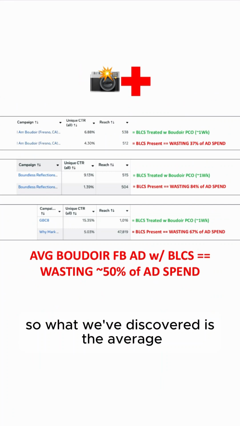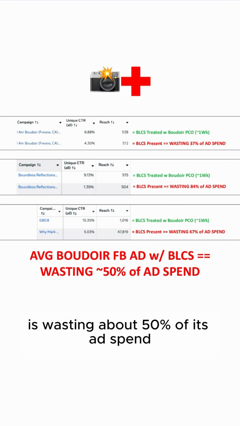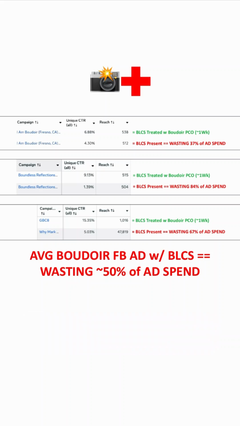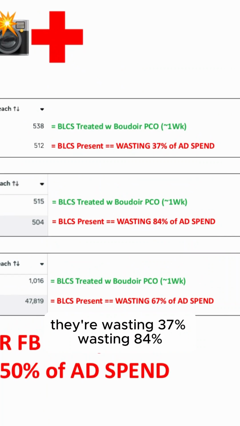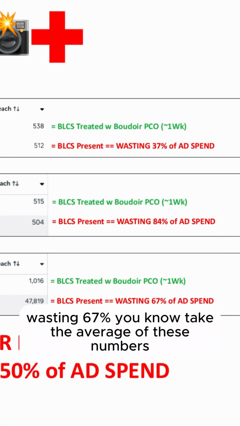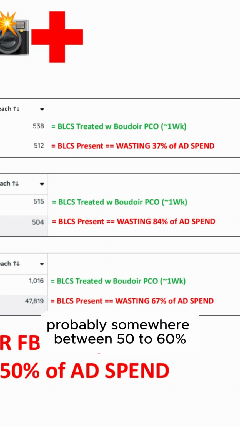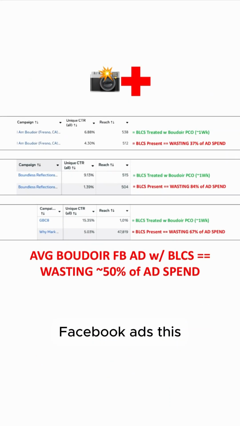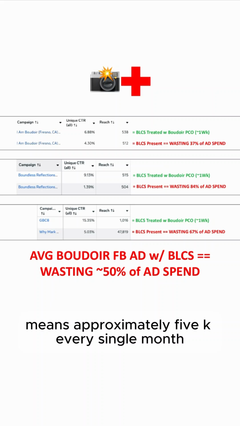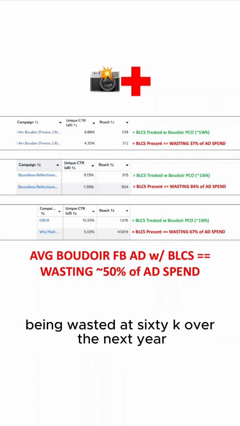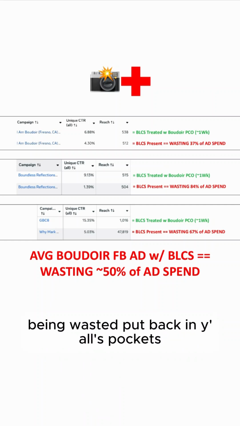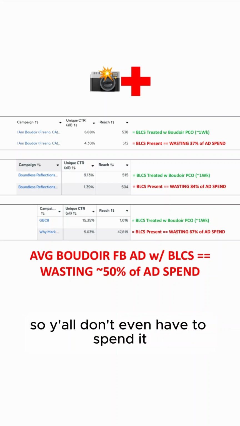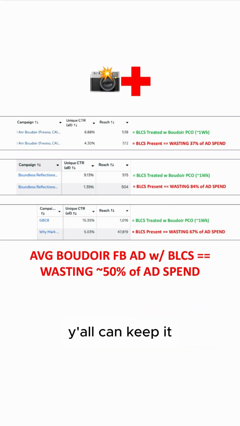So what we've discovered is the average boudoir Facebook ad with BLCS is wasting about 50% of its ad spend. I mean, look at the numbers here. 30, wasting 37%, wasting 84%, wasting 67%. Take the average of these numbers, probably somewhere between 50 to 60%. So if they're spending 10 grand a month on boudoir Facebook ads, this means approximately 5K every single month is being wasted. That's 60K over the next year. That's approximately the amount we can eliminate being wasted, put back in y'all's pockets, so y'all don't even have to spend it. Y'all can keep it.